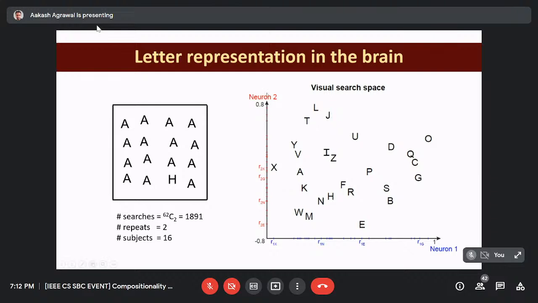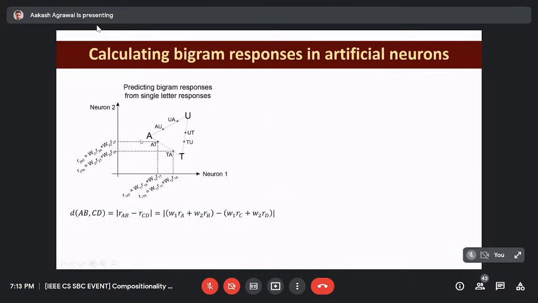So now let's assume that the dimensions that we have here are the responses of neurons. Let's say we have neuron 1, then the activity along this axis would be the responses of artificial neurons. So these are not real neurons. We assume that the axes along the multidimensional scaling are the responses of individual neurons. So with these responses, we wanted to understand whether the activity of single units can combine to predict the activity of bigrams and so on.